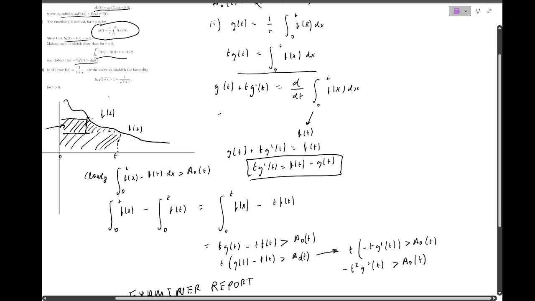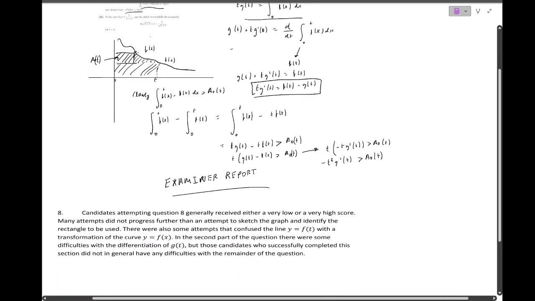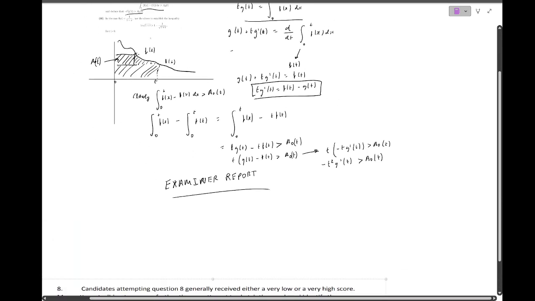Sorry, that's a bit squished because of this thing. I'm going to move this down. Hold on one second. Yeah, I'm just going to move this down so we have more space.